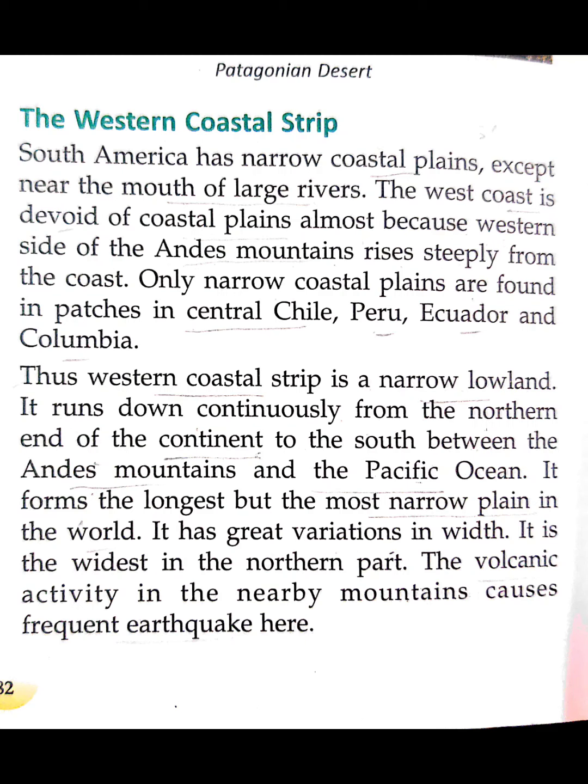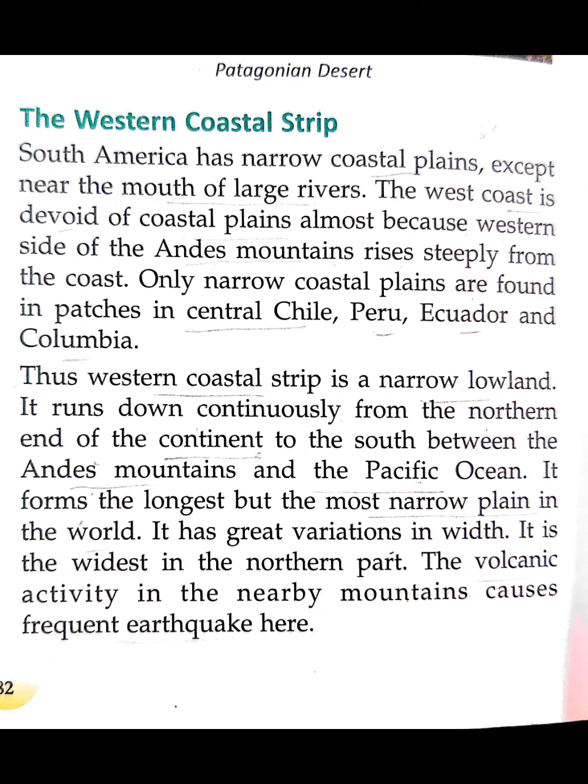The Western Coastal Strip. South America has a narrow coastal strip. Coastal strip is the area, the corner, meaning a किनारा, in Hindi you can say किनारा, of the sea or ocean, except near the mountains of the large rivers. The west coast is almost devoid of coastal plains because the western side of the Andes mountains rises steeply from the coast. Only narrow coastal plains are found in patches in central Chile, Peru, Ecuador, and Colombia. Thus, the Western coastal strip is a very narrow lowland.